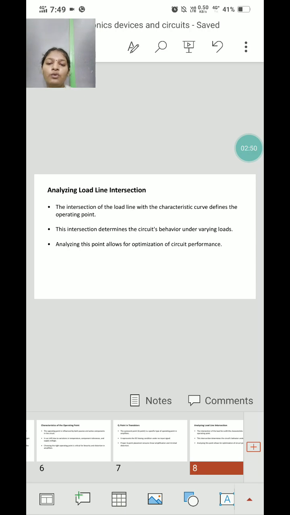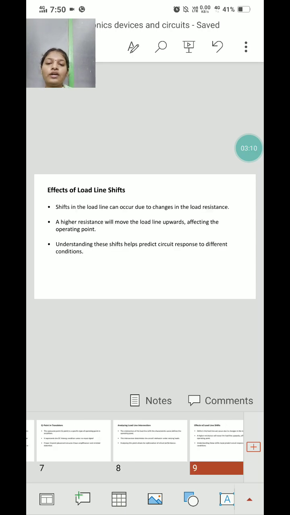Next, analyzing load line intersection. The intersection of the load line with the characteristic curve defines the operating point. This intersection determines the circuit behavior under varying loads. Analyzing this point allows for optimization of circuit performance.